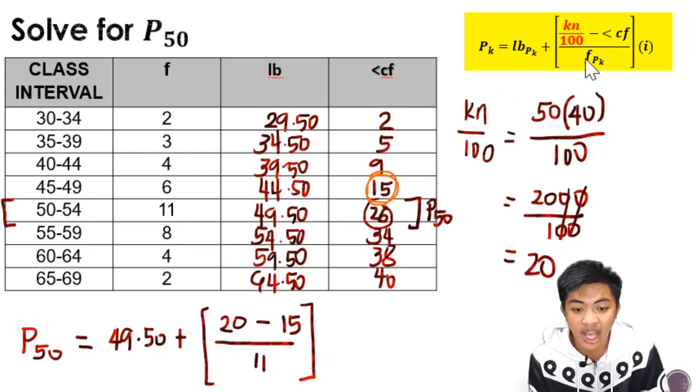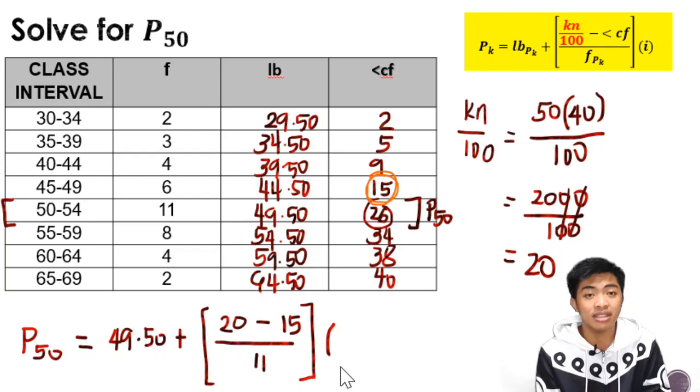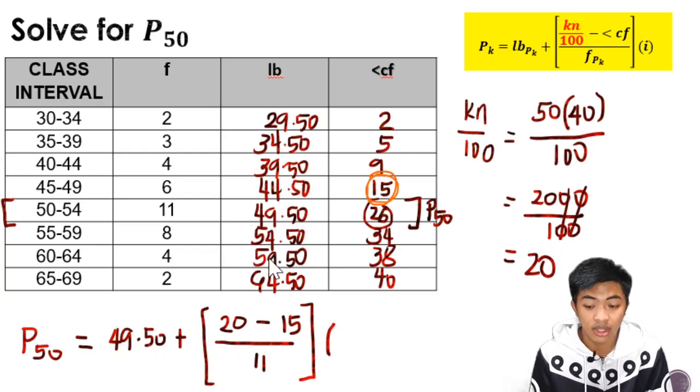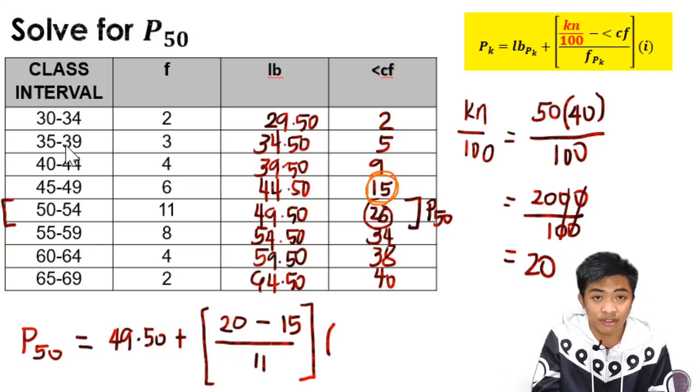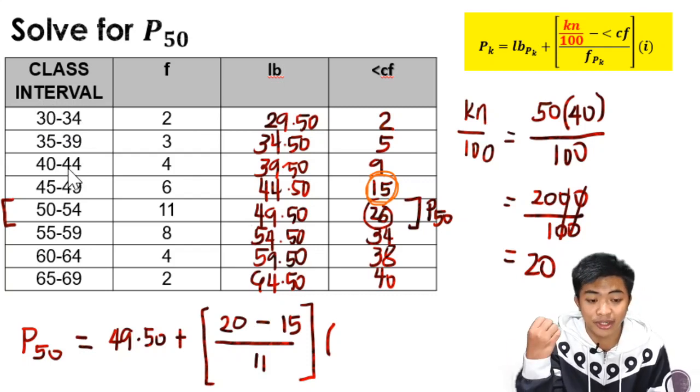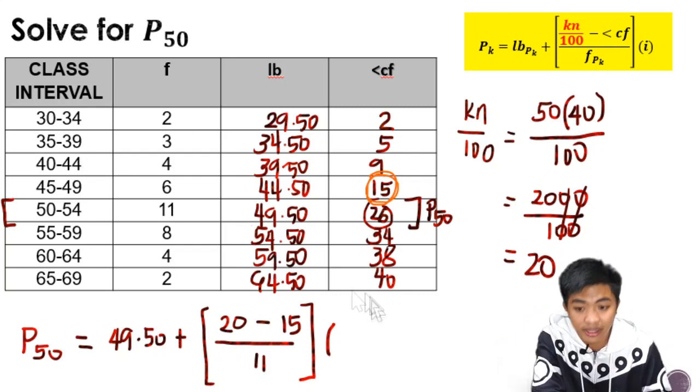And then i for the class size. Okay, again, we can obtain the class size simply by counting. Pili lang tayo ng class interval, like for example, ito, 30 to 34. We start counting from 30. So 30, 31, 32, 33, 34. The class size is 5.